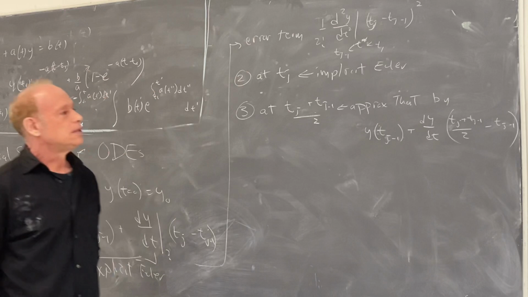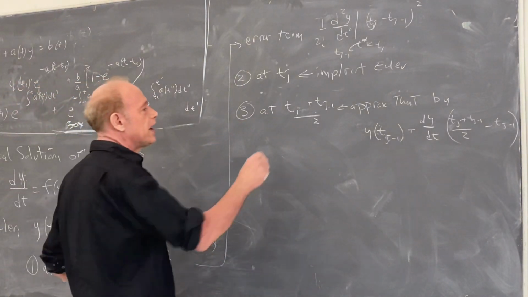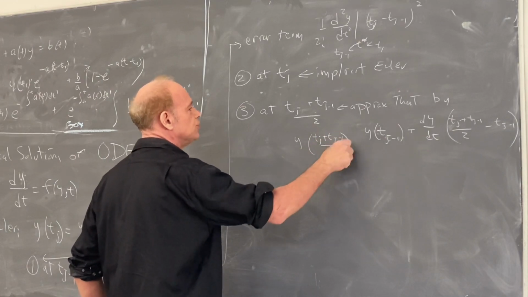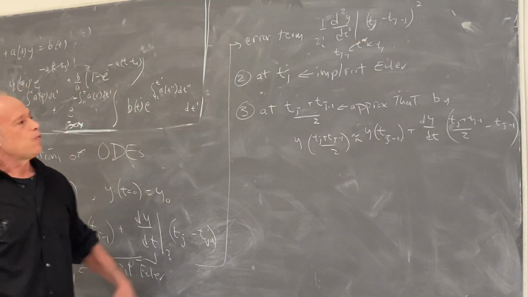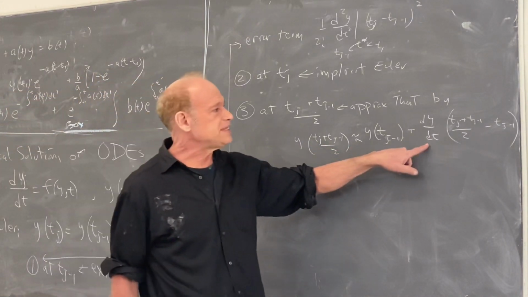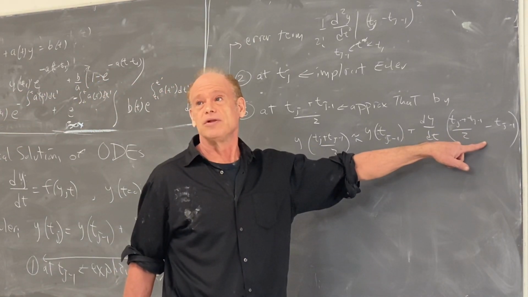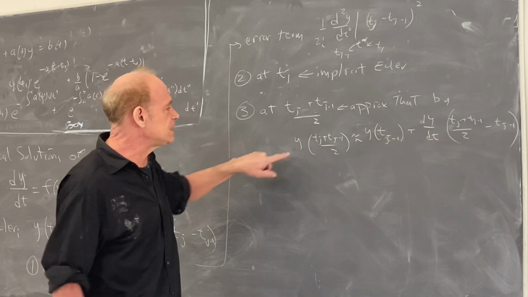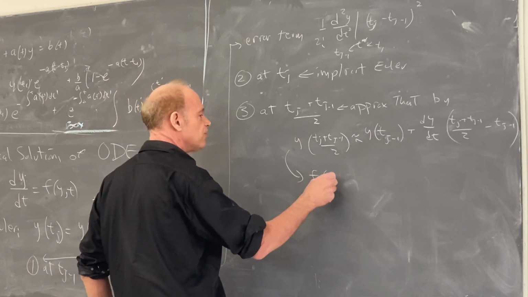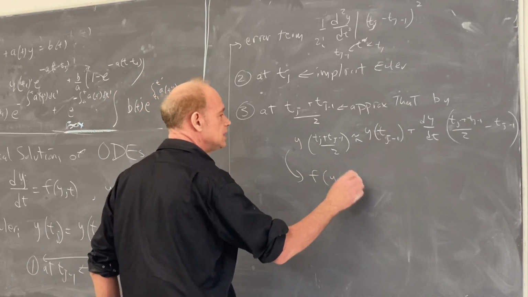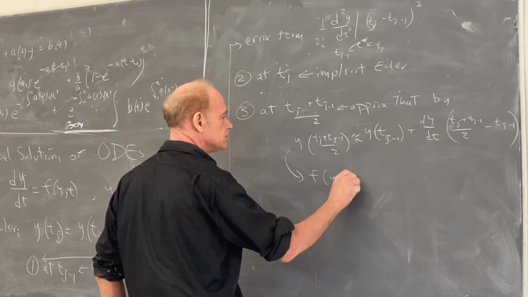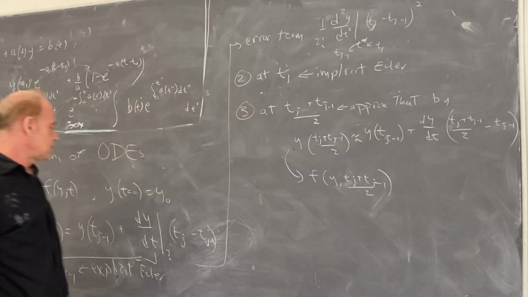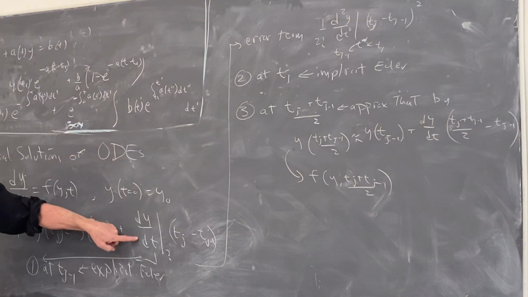In other words, how do I get y here? So y at (tj plus tj minus 1)/2 is about equal to what it was at the left endpoint, plus now only go halfway across the interval. And this estimates y at the midpoint, and then you plug this into f of y, t to get dy/dt at the midpoint. And that will allow you to evaluate this at the midpoint.